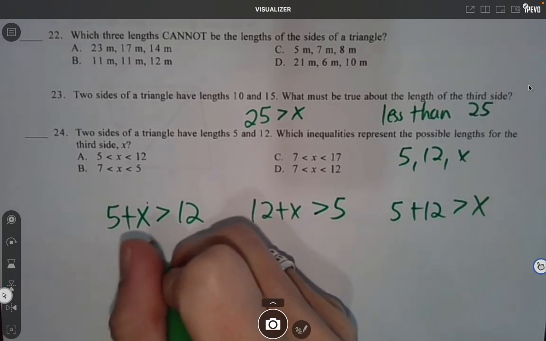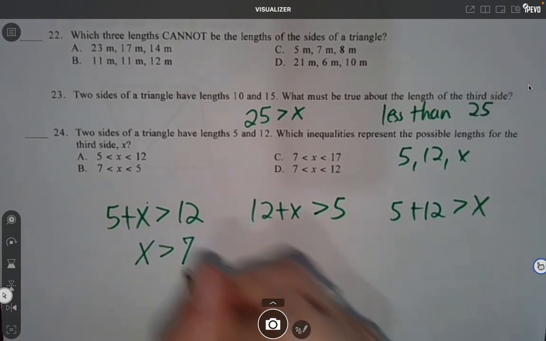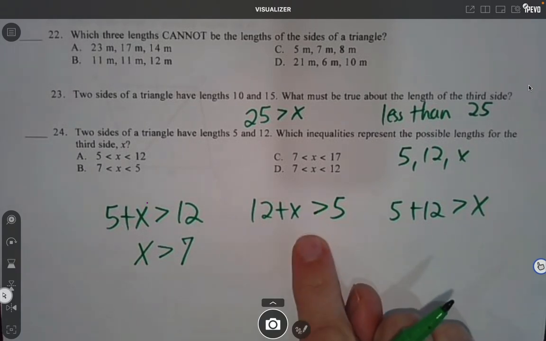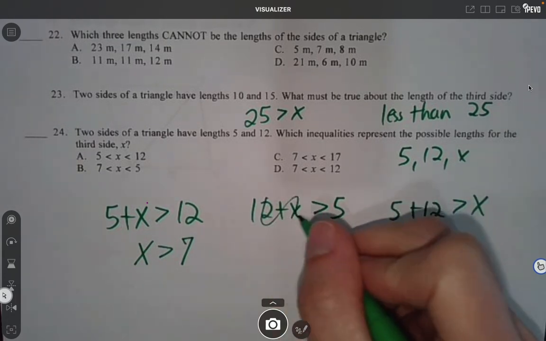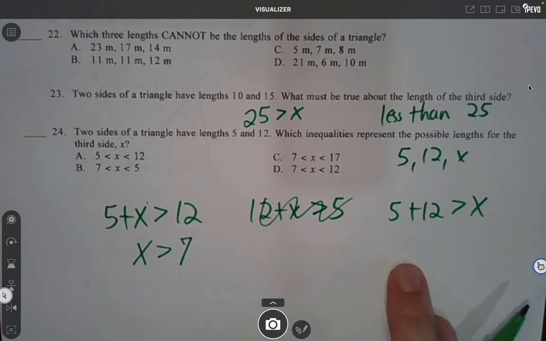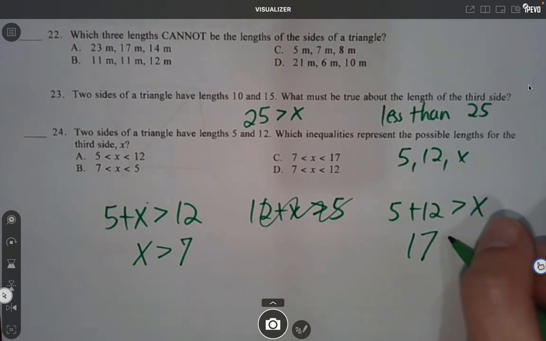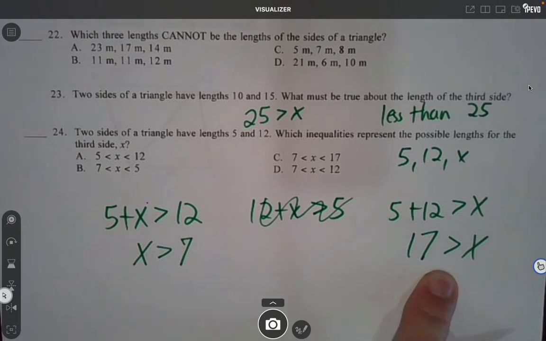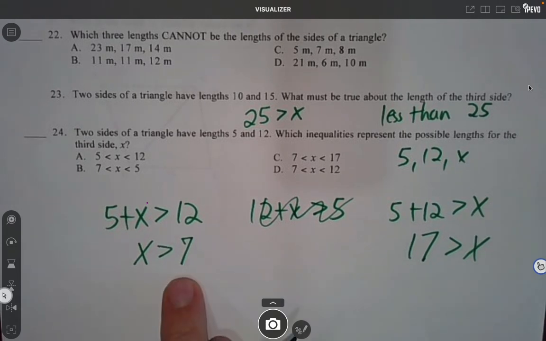What's 12 minus 5? There we go. x has to be bigger than 7. What happens if I subtract 12 here? It's negative. Do we need that information? No. We don't need that one. And then what's 5 plus 12? So x is smaller than 17, but it's bigger than 7.